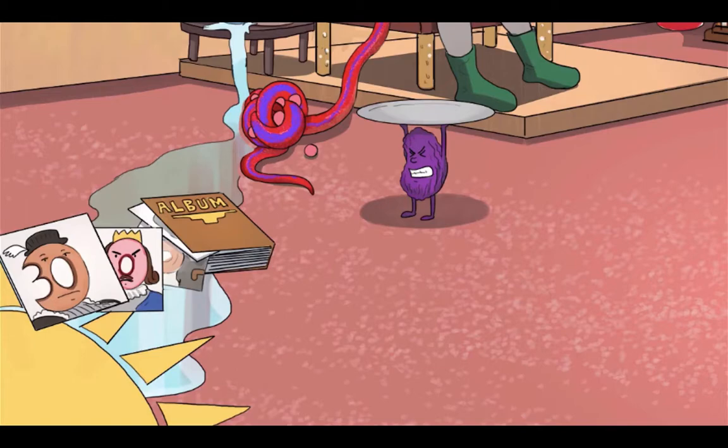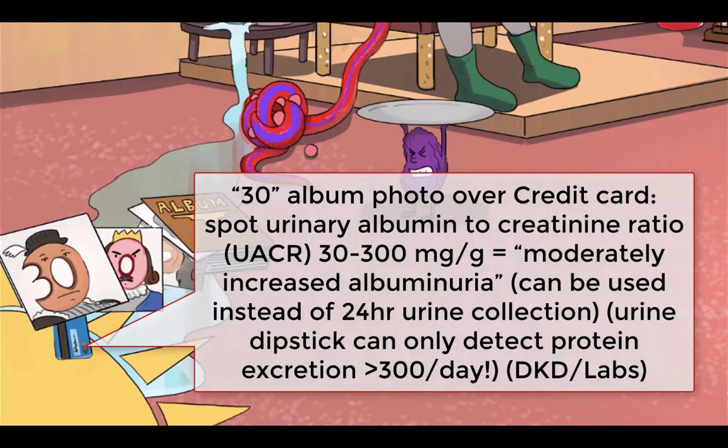That's 30 to 300 milligrams albumin on a 24-hour urine collection. However, no one wants to sit around collecting a urine sample all day. So, in clinical practice, a spot urine albumin to creatinine ratio can be measured from a random urine sample. So, we've added our recurring creatinine credit card symbol underneath the Earl of Donut. Part of the annual screening of a diabetic patient includes this test. A urine albumin to creatinine ratio greater than 30 is considered moderately increased albuminuria and warrants further management.